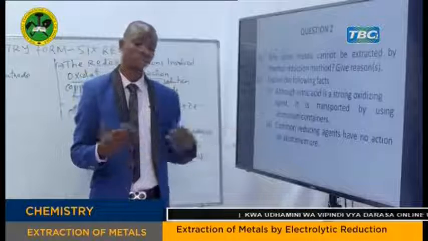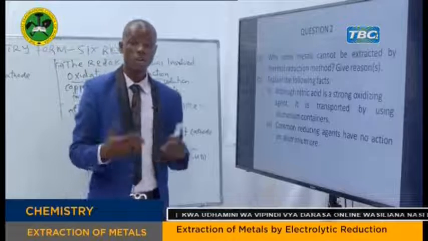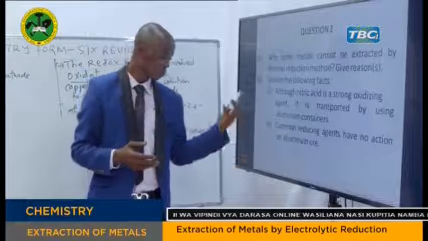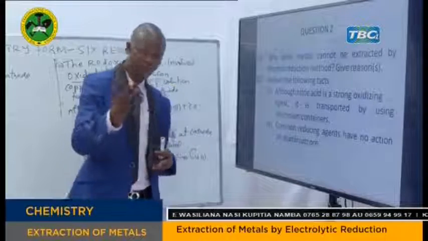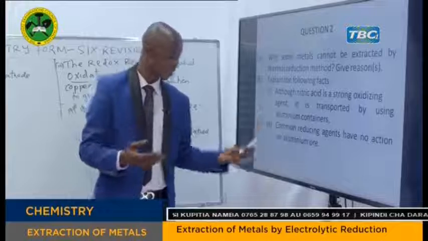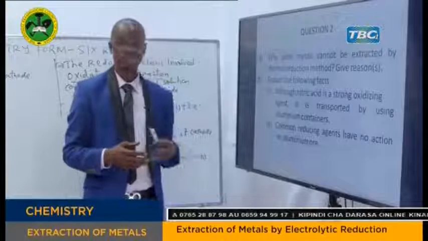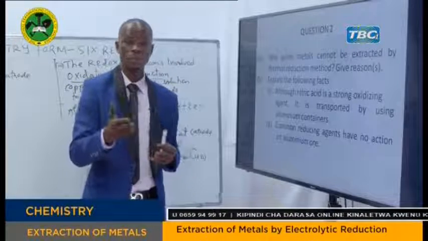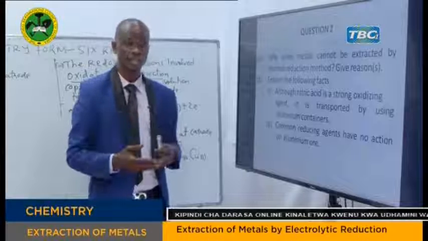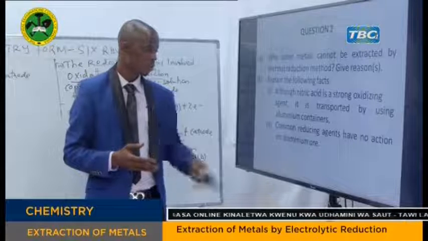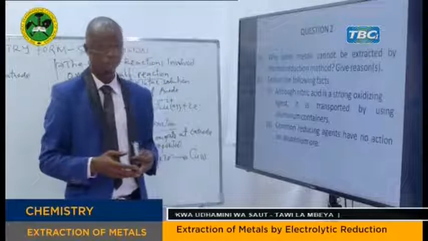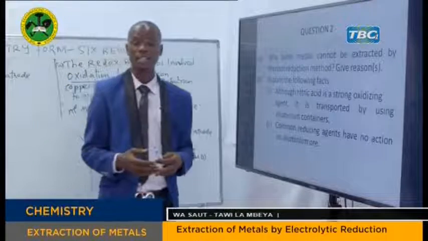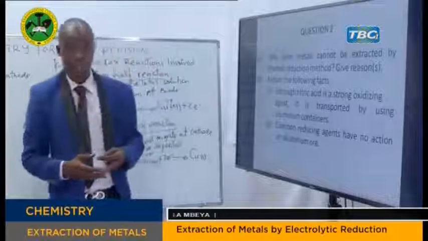When we talk about common reducing agents, we are talking about carbon or carbon monoxide. These ones are not strong enough to reduce aluminium ore. In fact, even aluminium itself can react with those reducing agents. For example, it can react with carbon to form the carbide, that is aluminium carbide. So the strongest method of reduction is used. That one is also very important, and it is very simple if you remember the previous lesson.